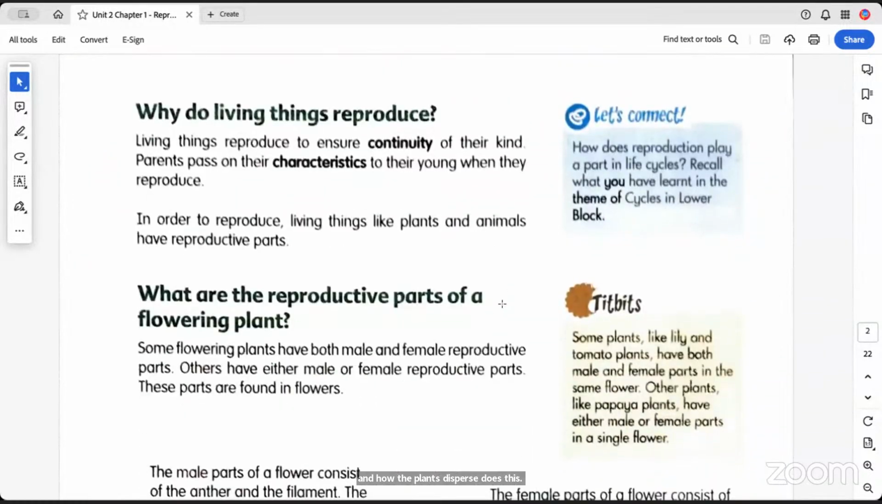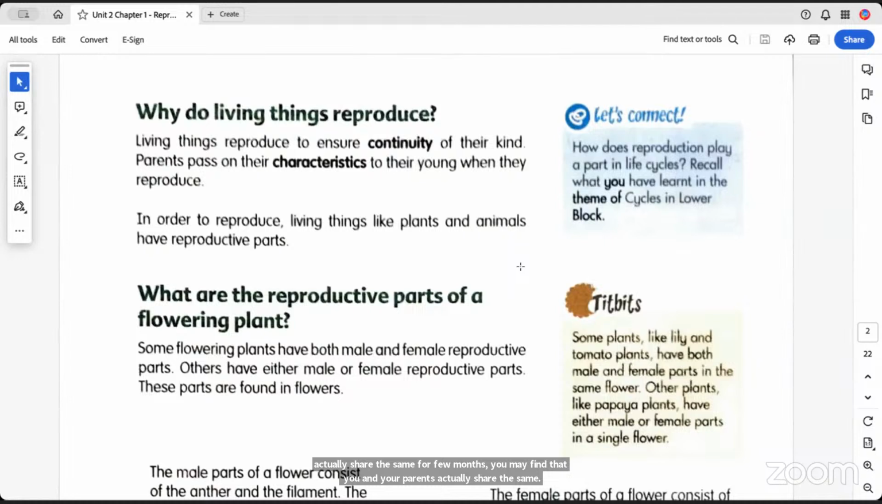All right, the keyword here: living things like us, we reproduce. Why? Because we ensure the continuity of our own kind. The parents pass on their characteristics to the young when they reproduce. So for example, for humans, you may find that you and your parents share the same characteristics, like the same nose, same eyes, same ear shape, and so on and so forth.